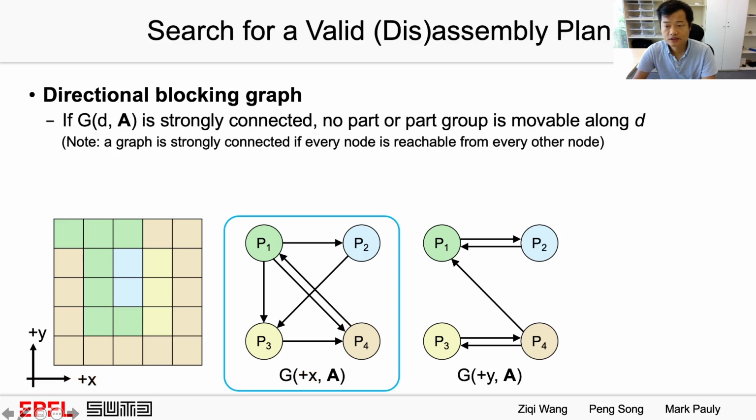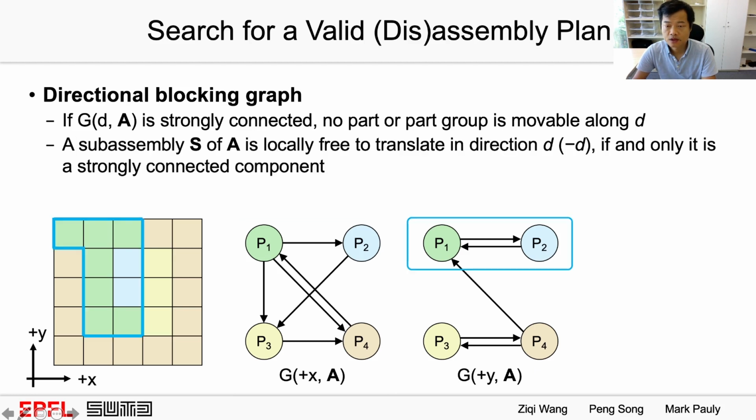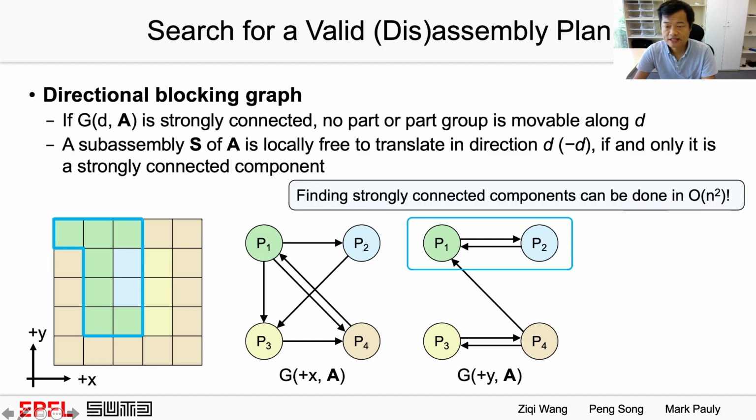We can prove that if the graph is strongly connected, no part or part group is movable along D. For example, the graph on the left is strongly connected, hence no part or part group is movable along positive x. A sub-assembly S of A is locally free to translate in direction D or minus D if and only if it is a strongly connected component. Look at this sub-assembly. It is a strongly connected component and it can translate along positive y. Note that finding strongly connected components can be done in big O n to the power 2, where n is the number of parts.